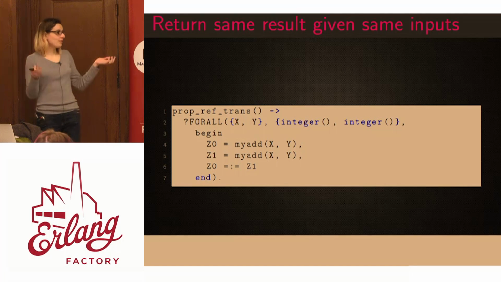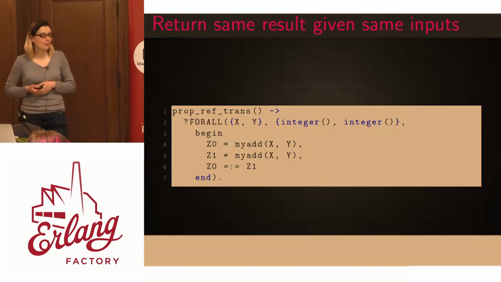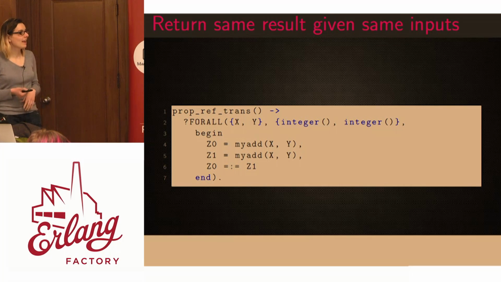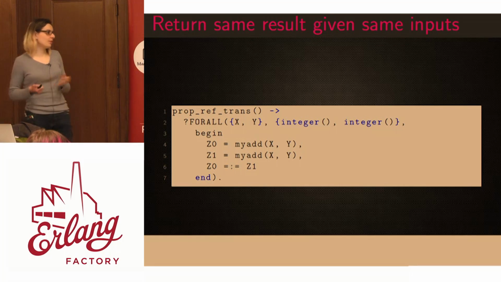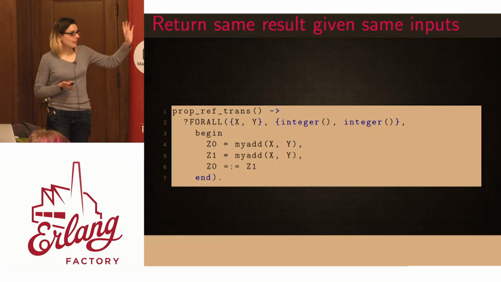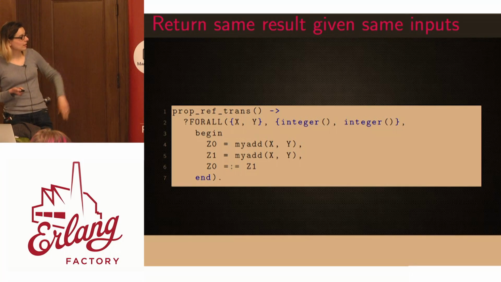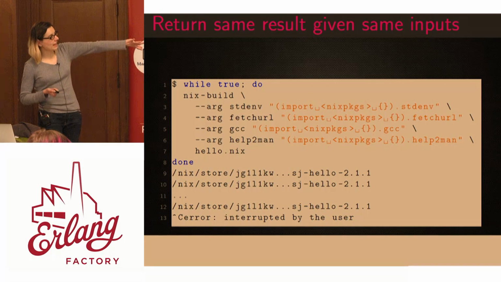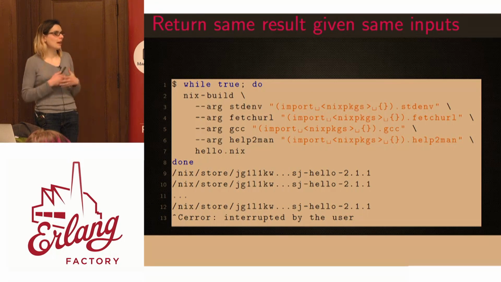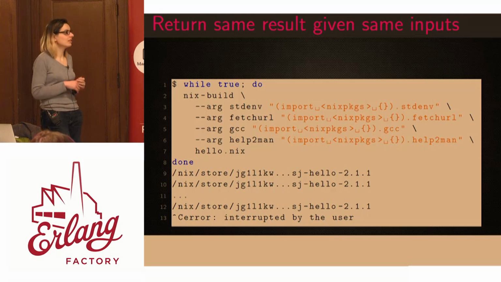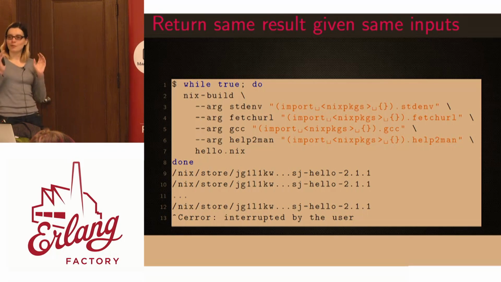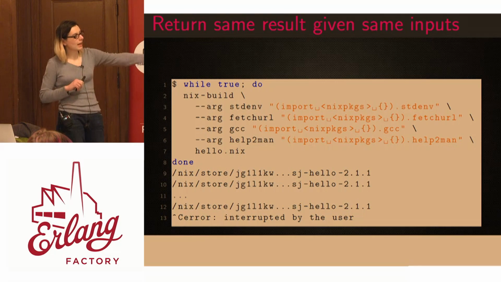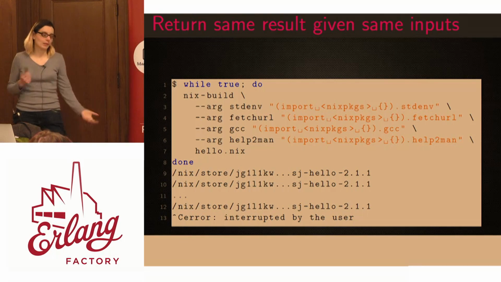And of course, the same result. We want the same result given the same inputs. This is a trivial property for simple functions, and just something I think that's proper, right? And then in Nix, every time that we build the exact same definition using the exact same version of Nix packages for our inputs, we should be getting the exact same path every time, and we do.